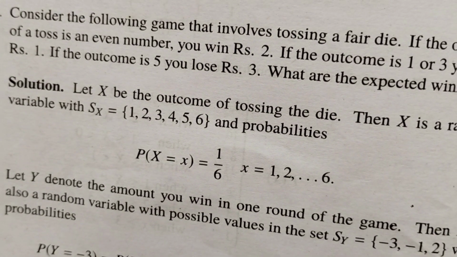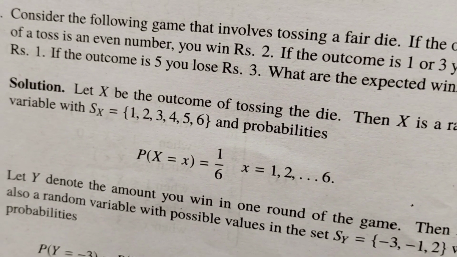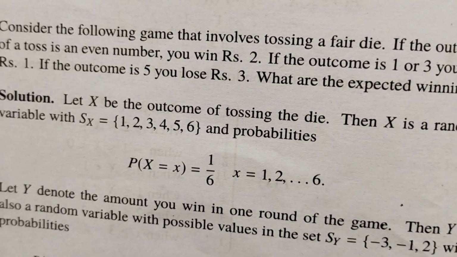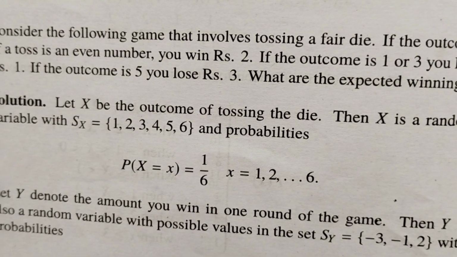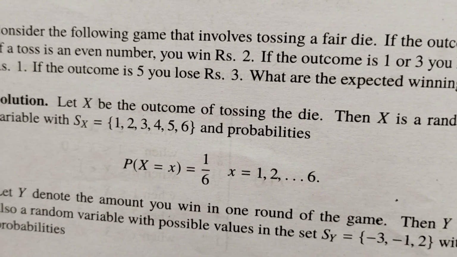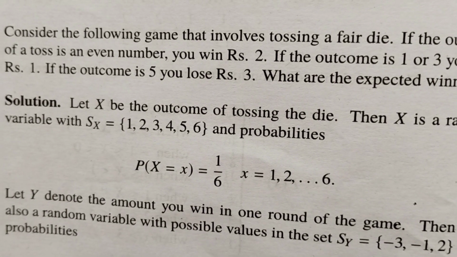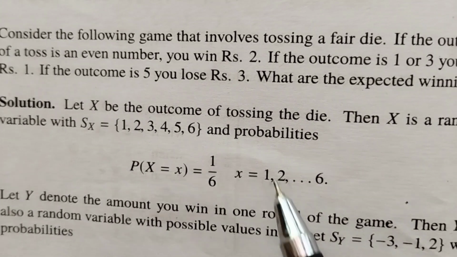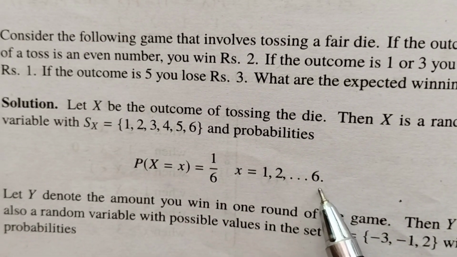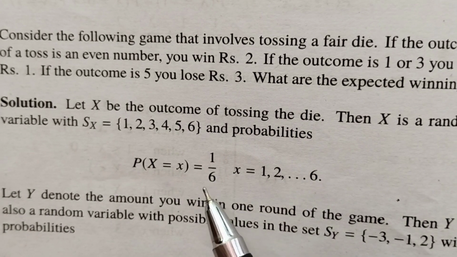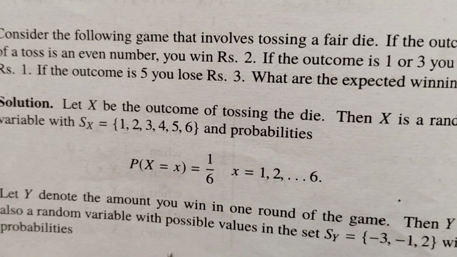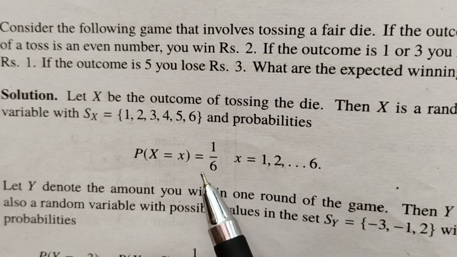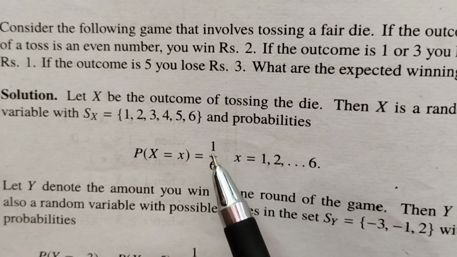So in these types of problems, there are two random variables. First we have to find the random variable for the probability. Since it is a fair die, it has a total of 6 faces, that is, x is equal to 1, 2, 3, up to 6. So the probability of x equal to 1, that means the die has only one face with number 1, therefore its probability is 1 by 6.